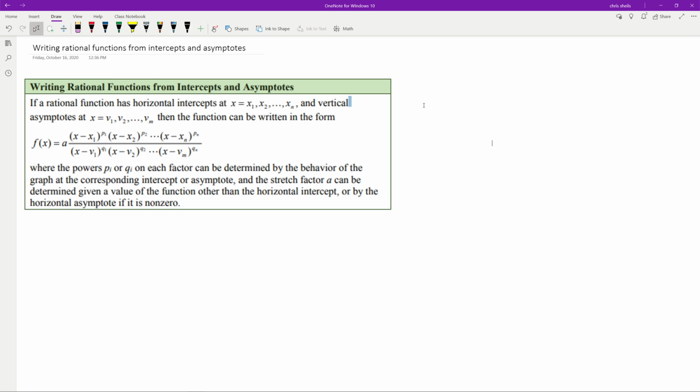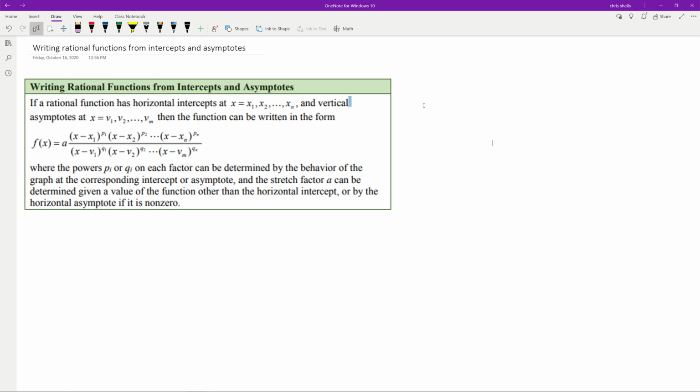So, let's look at an example. Oh, and of course, I have to keep in mind that there could be a stretch factor here in front. So I always want to write this a in front as well whenever I'm looking at this kind of thing. So let's look at an example.